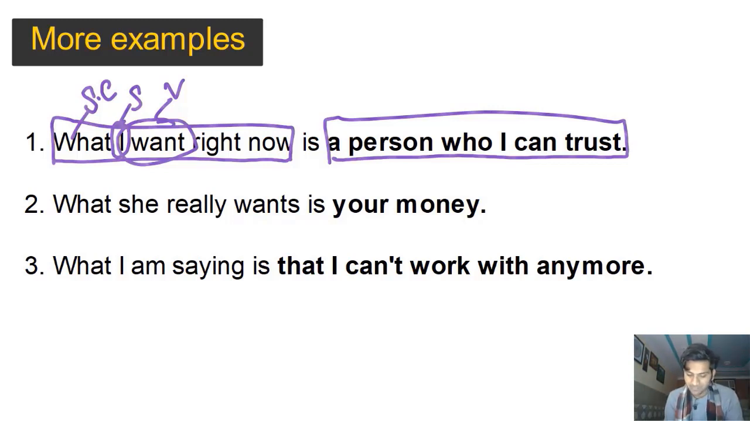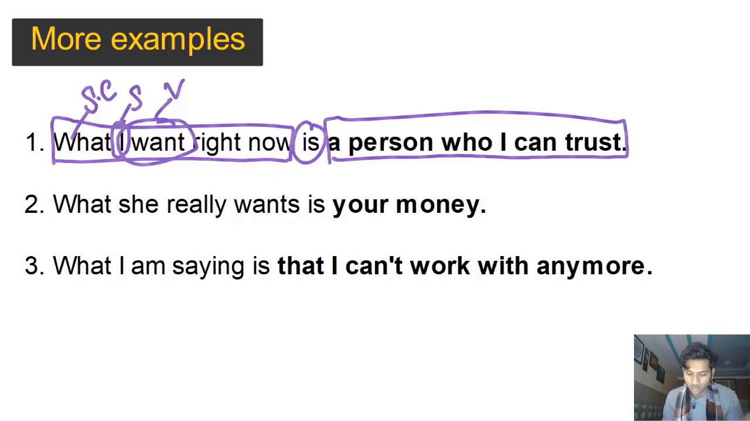So this is a complex sentence in a way, all right? Because in this independent clause, we have a dependent clause which is working as the subject of this sentence, basically a noun clause. What I want right now is a person who I can trust, all right?